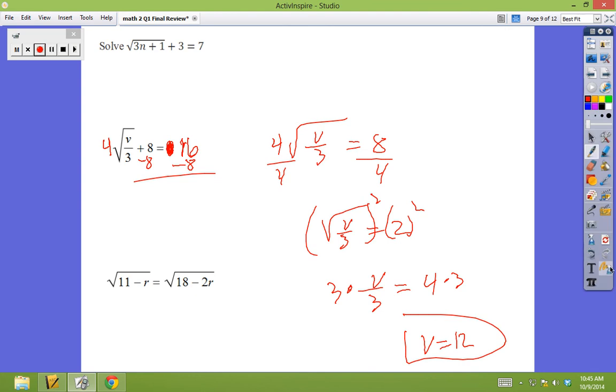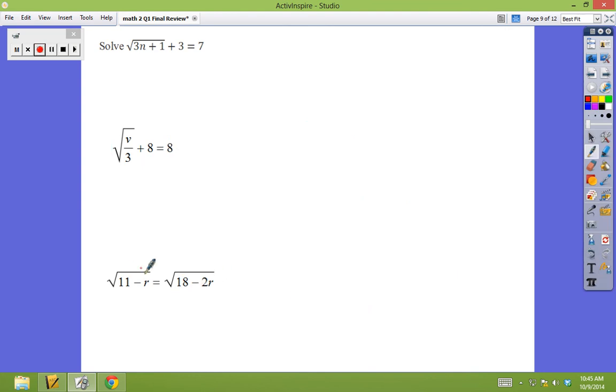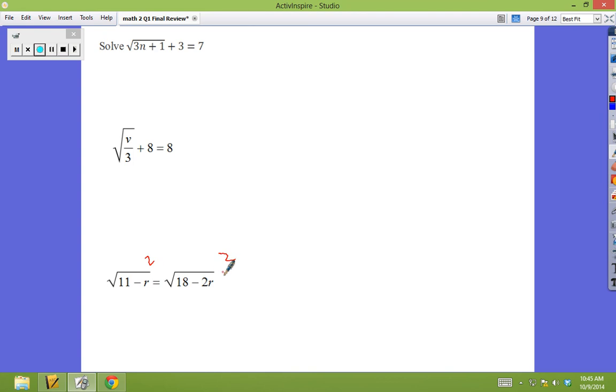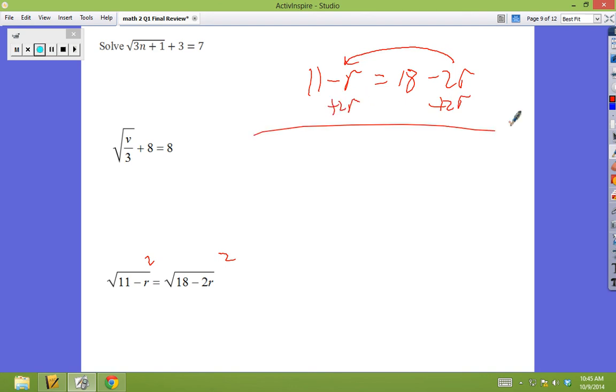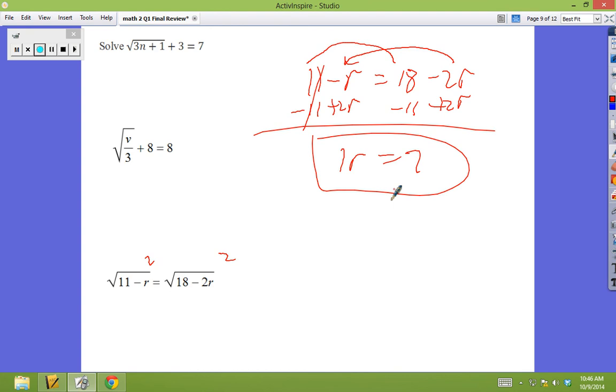The last one, there's nothing outside the radicals, so let's ditch the radicals. Square that, and it's going to ditch both of them. So then you just got 11 minus r equals 18 minus 2r. I'm going to get my r's on the left, so I'm going to plus 2r on this side, and plus 2r on this side. And then I'm going to get my numbers over here. I'm going to minus 11, so that's gone. Minus 1r plus 2r is 1r. 18 take away 11 is 7. And those are gone, so it's just r is 7.